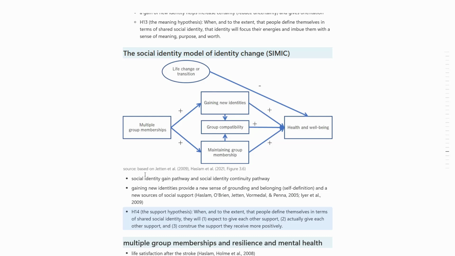So this is related to hypothesis 14. When and to the extent that people define themselves in terms of shared social identity, they will expect to give each other support, actually give each other support, and consider the support they receive more positively. So this is related to the last part of this sentence: gaining new identities provides a new source of social support.